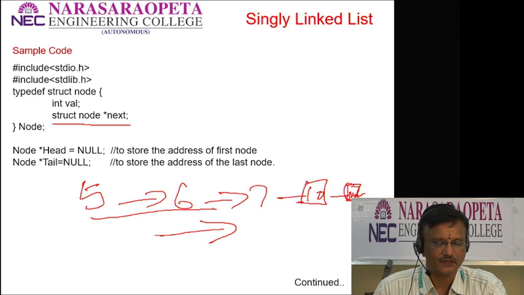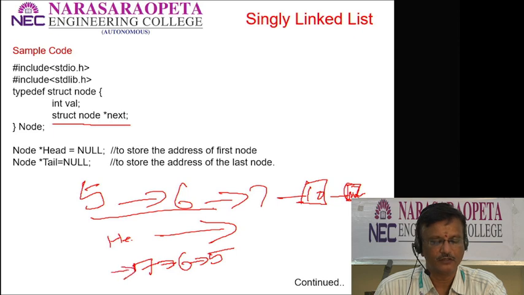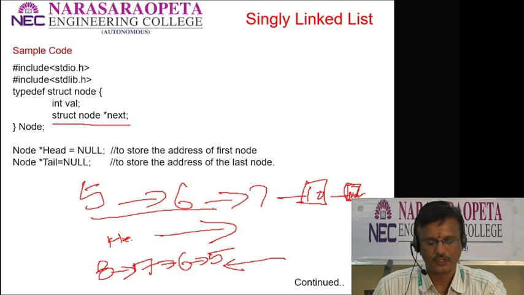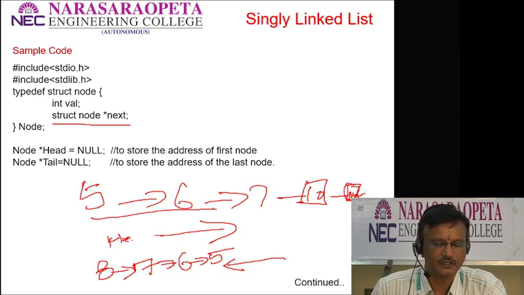If I insert 5, it will be inserted like this. If I insert 6, it becomes the head, and the head will point to this. If I insert 7, the head will be updated to 7, and 7 will point to 6. And if I insert 8, 8 will point to 7, and the head will point to 8. So this is called creating a linked list in the reverse direction. In this example, what I am explaining is how to create a linked list in the forward direction.